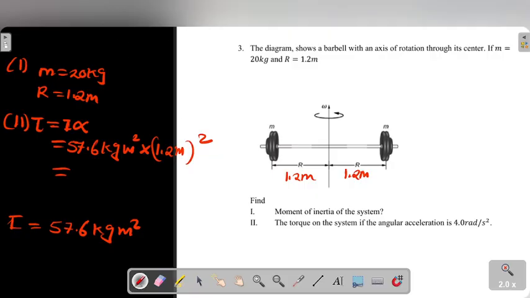Sorry, it's not times the radius, but it is times the angular acceleration. The angular acceleration has been given, which is 4 rad/s². So when we multiply 57.6 by 4, you should be able to get 230.4 Newton meter. So that becomes the torque of the system given the angular acceleration of 4 rad/s².